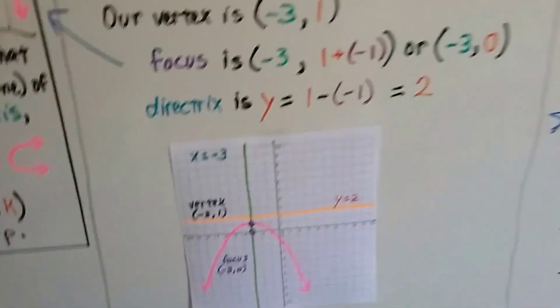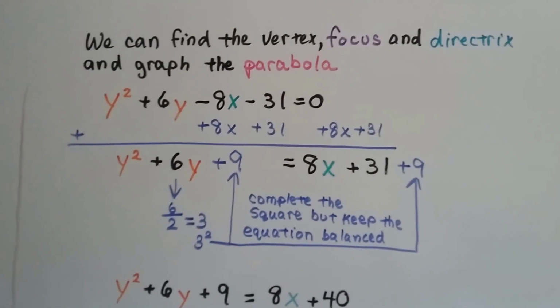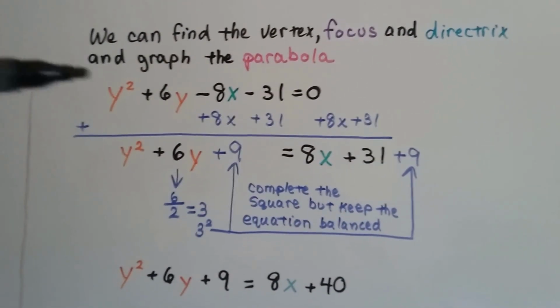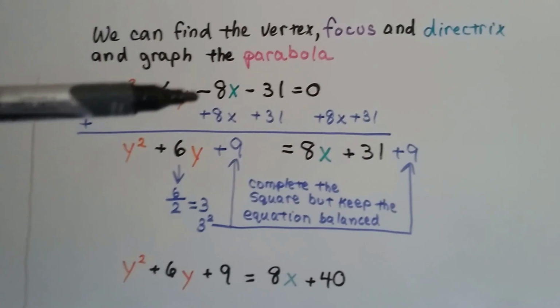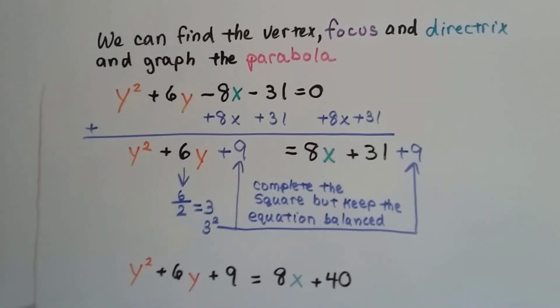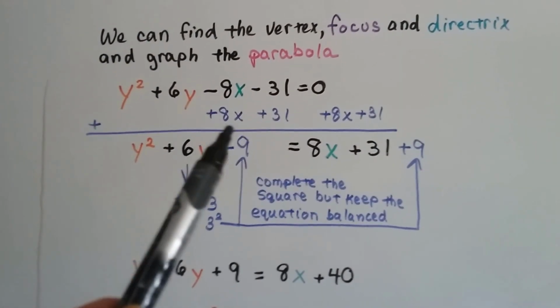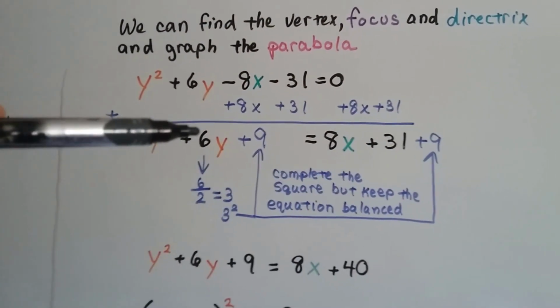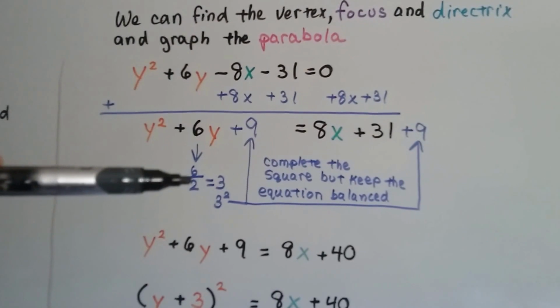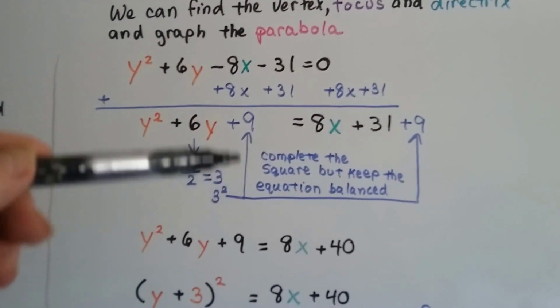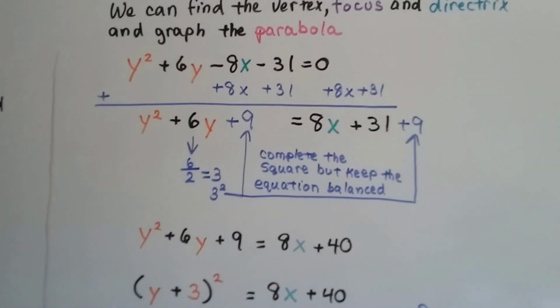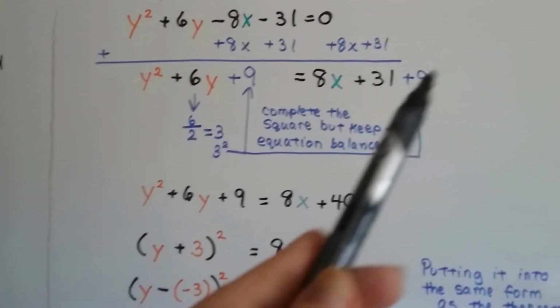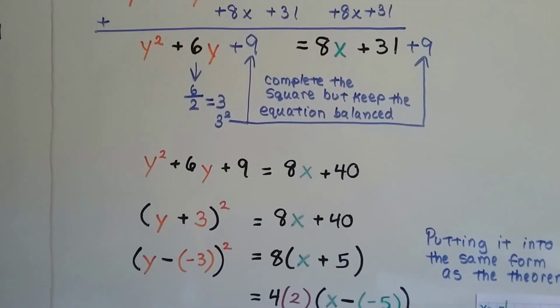All right. Let's try it again. We can find the vertex, focus, and directrix and graph the parabola. Now it starts with y squared plus 6y minus 8x minus 31 equals 0. We can add an 8x and a 31 to each side of the equation. We complete the square. 6 divided by 2 is a 3. Squared, we have a 9, so we're going to add 9. So we add 9 to that side of the equation. We combine the 31 and the 9, and we get a 40.